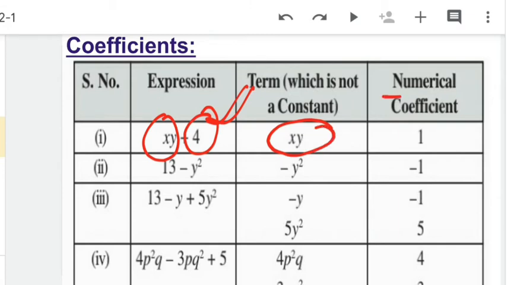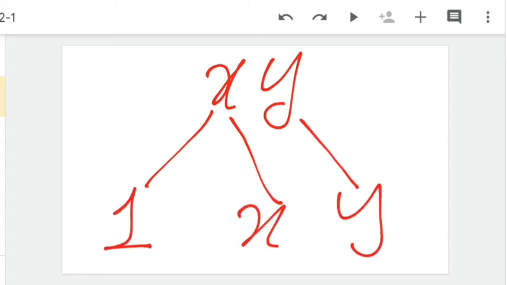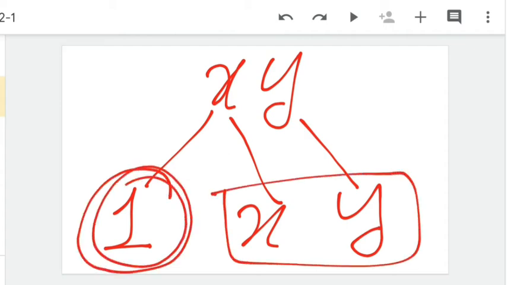Now the numerical coefficient for xy is 1. How? Focus on this. We have x and y. If we have to write its factors, we will write 1, x and y. Now x and y are variables, so the numerical coefficient is 1 only.